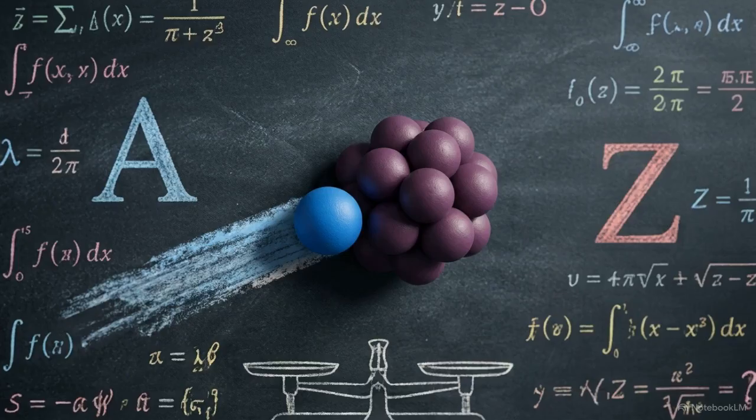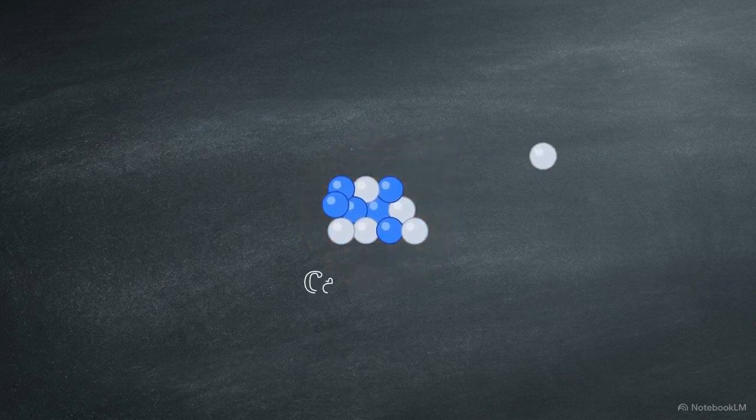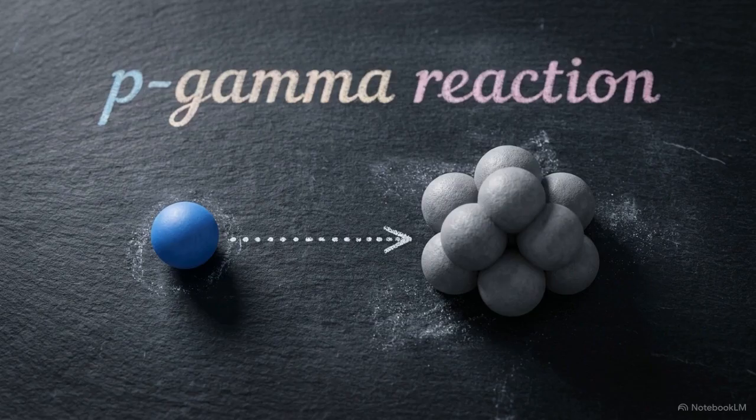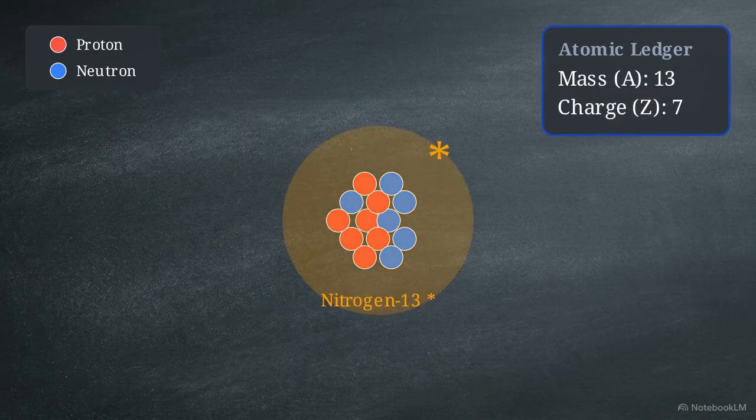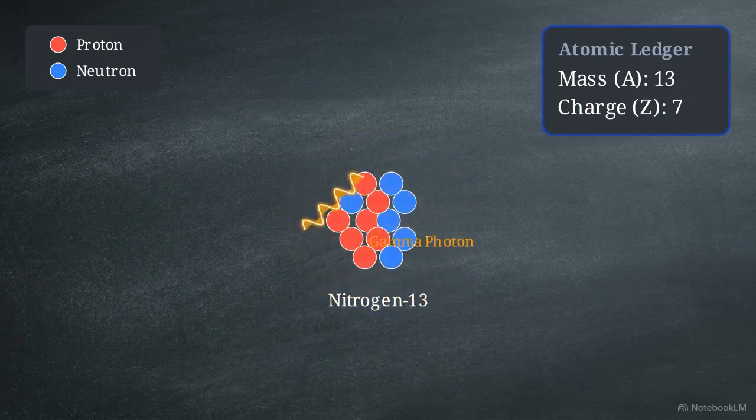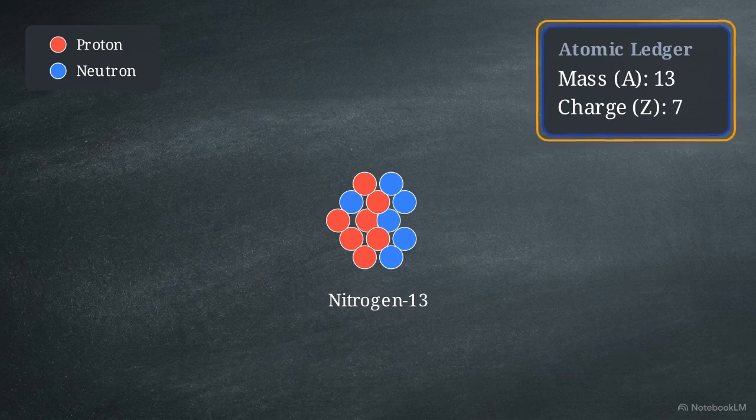A second pathway is the p-n reaction, initiated when a proton strikes boron. The nucleus stabilizes by ejecting a neutron, leaving behind a carbon-11 nucleus. In a p-gamma reaction, a proton hits carbon-12, creating an unstable nitrogen-13 nucleus. Nitrogen-13 achieves stability by emitting a gamma photon. This releases energy without changing the atomic mass or the atomic number of the nucleus.